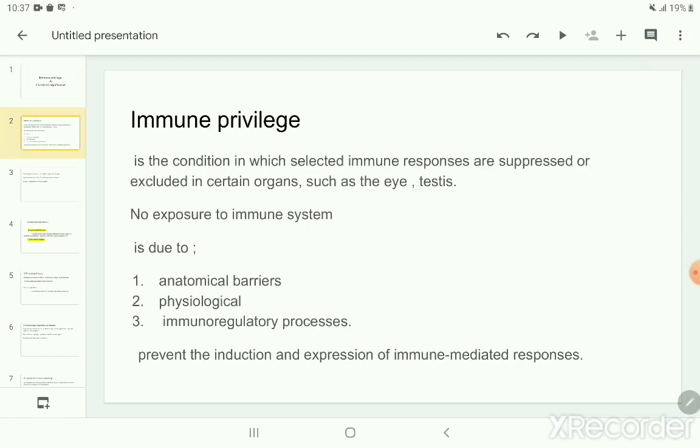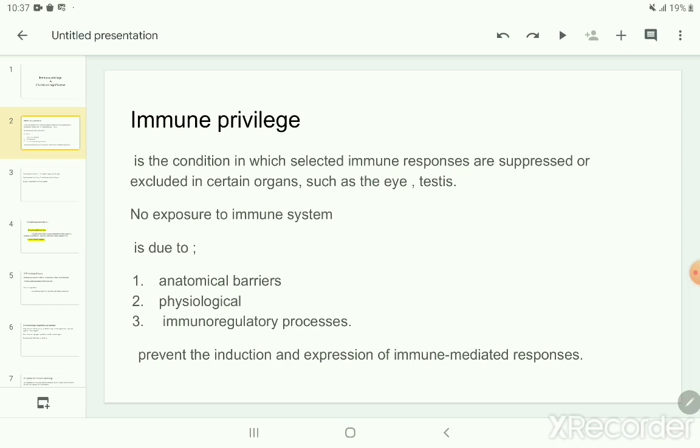So, what is immune privilege? It is the condition in which selected immune responses are suppressed or excluded in certain organs, such as the eyes and testes. In simple words, it means that in our body there are certain organs, certain tissues in which the immune responses are either suppressed or these organs or tissues are excluded from the immune responses which are usually elicited by our immune system. There is actually no exposure of the antigens of these tissues to the immune system.